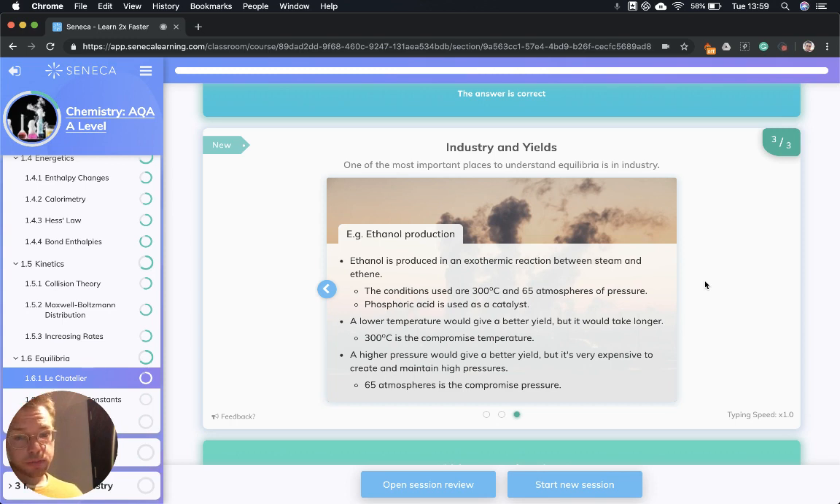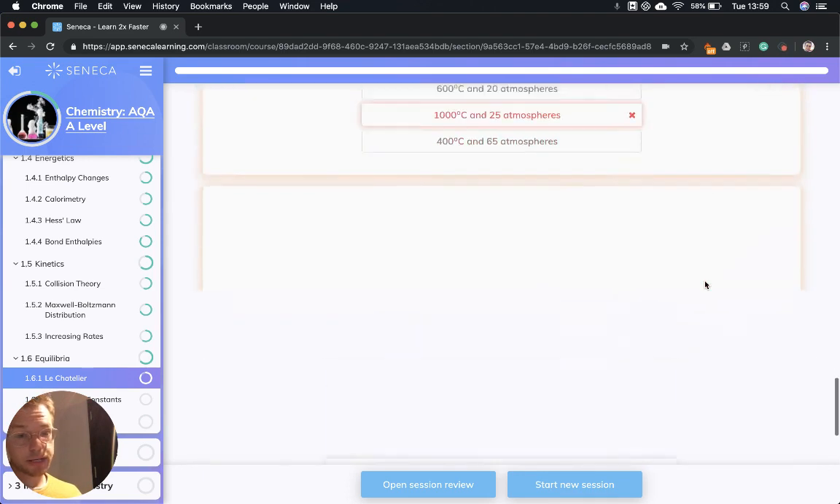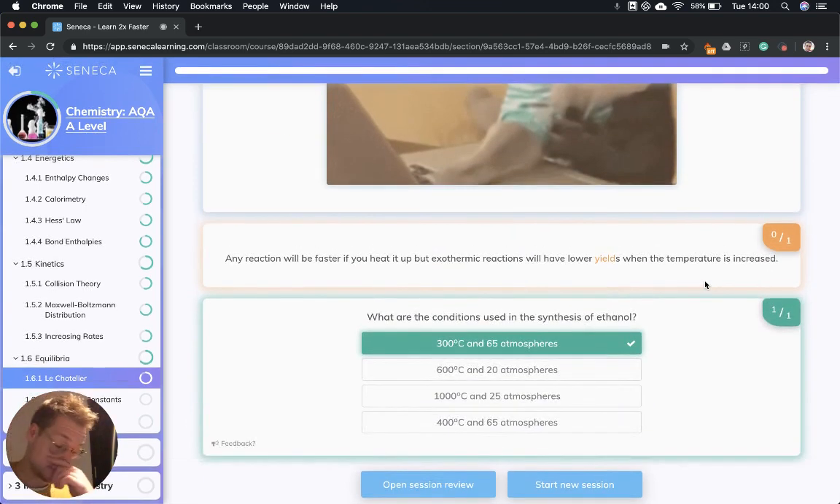At lower temperatures, we would have a better yield, but it would take longer. So 300 degrees Celsius is the compromise temperature. A higher pressure would give a better yield, but it's very expensive to create and maintain high pressures. So 65 atmospheres is the compromise pressure. So that's an example of how compromise can be important in industry when considering equilibrium and reaction rates.